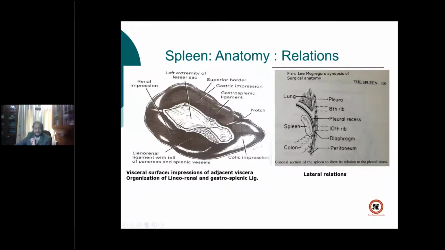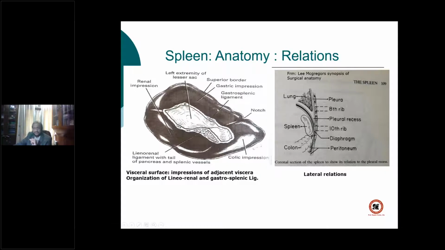When you come to the visceral side, it has clear-cut impressions. Number one, the renal impression here, which is below the hilum. Above the hilum, you've got the large gastric impression, and below you've got the colic impression. So three important impressions: the lower one, below the ligament, the kidney and the adrenals. Above, you've got the stomach, and here you've got the colic impression.